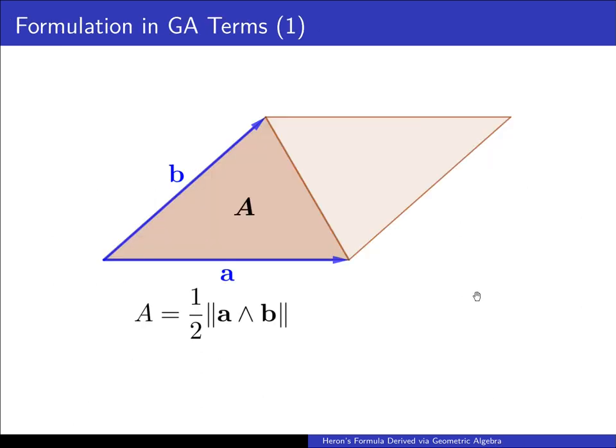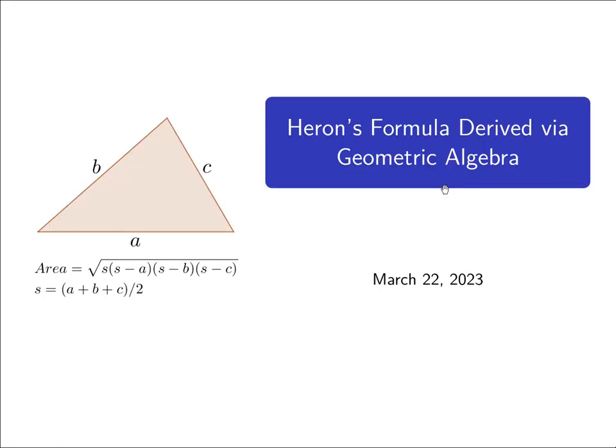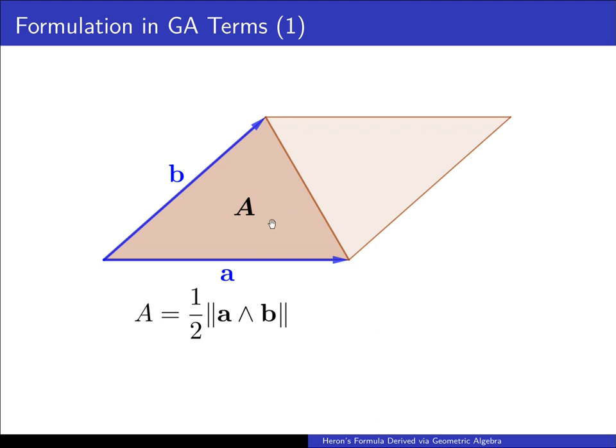So again, we mentioned that the area of a parallelogram is the norm of the outer product of the two vectors that form its sides. So then the area of the triangle here is half the norm of the outer product of the two vectors that form these sides.